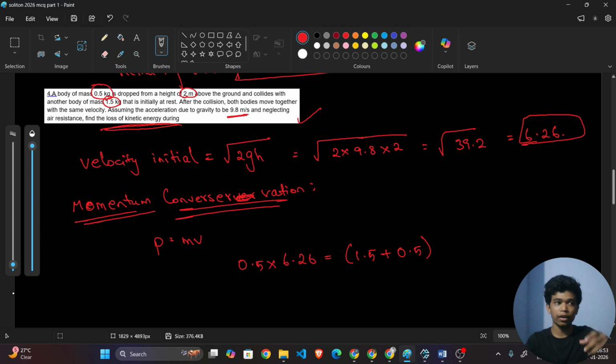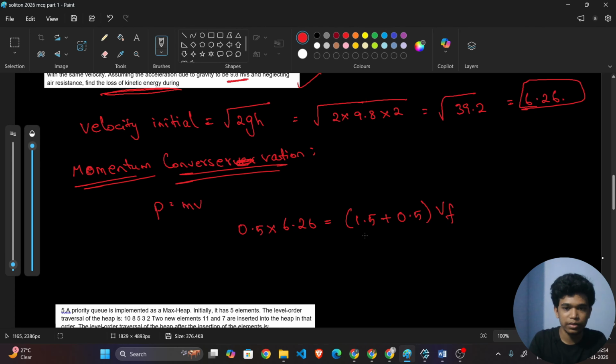The mass that is colliding also gives some impact, so that mass is also added there. Can you understand this? That's the reason why I am putting it like this. Now, into the final velocity. Just equate them both. You will be getting the final velocity as 1.565. Okay. Now what is the next step?